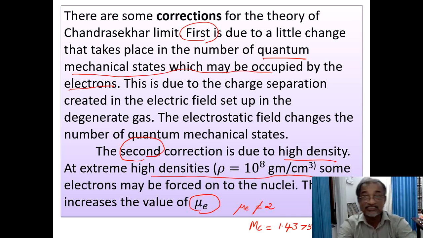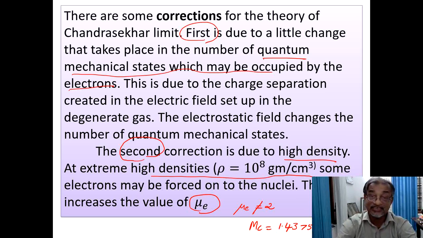There are some corrections for the theory of Chandrasekhar limit. First, it is due to a little change that takes place in the number of quantum mechanical states which may be occupied by the electrons. This is due to the charge separation created in the electric field setup in the degenerate gas. The electrostatic field changes the number of quantum mechanical states.